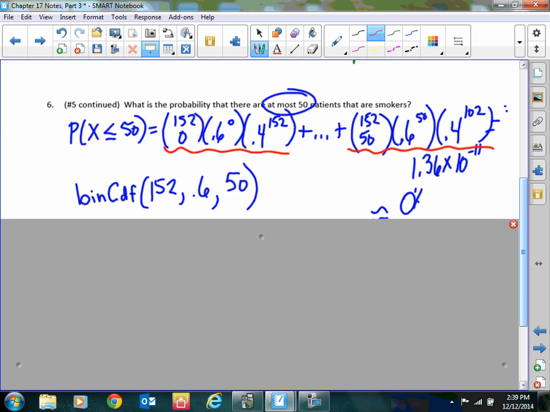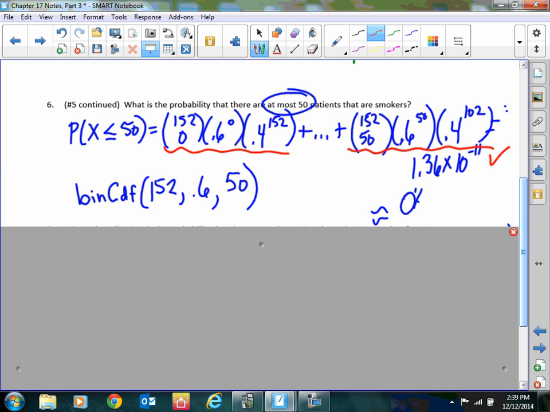That does come out to be 1.36 times 10 to the negative 11th. So that's about 0% chance that you would have at most 50 smokers. Probably going to have more than that. Okay, 50 smokers or less is basically a 0% chance.